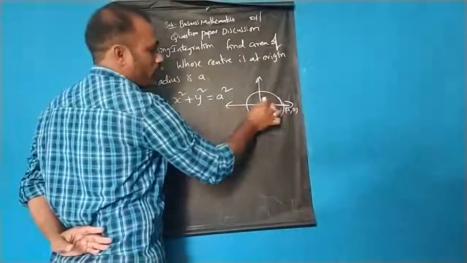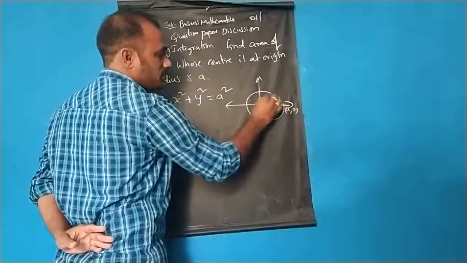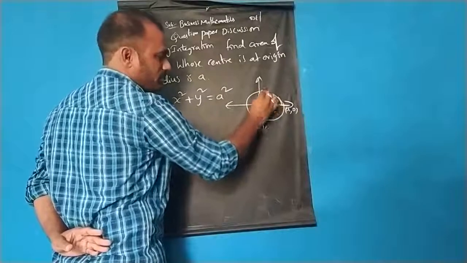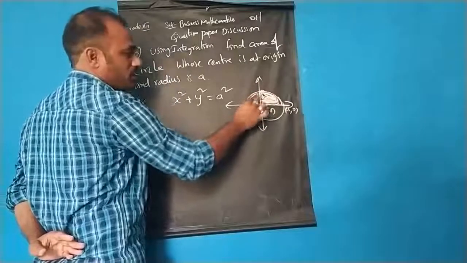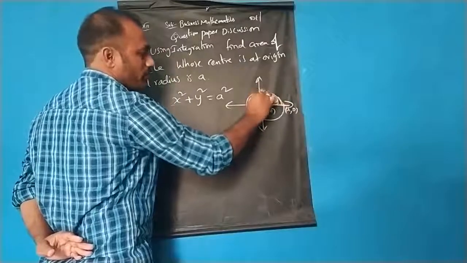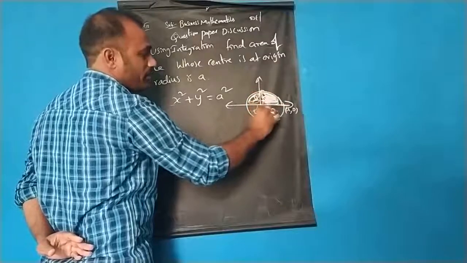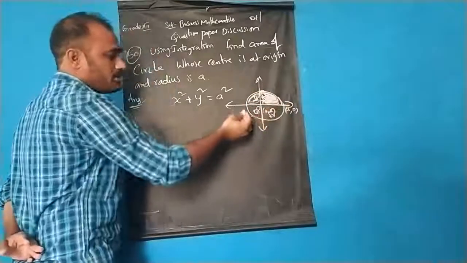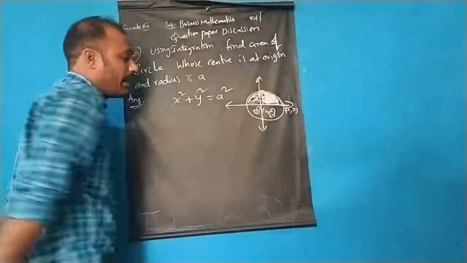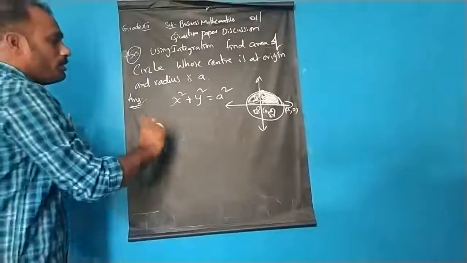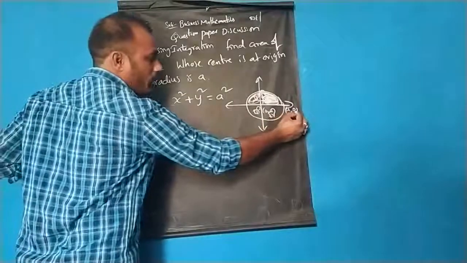So I need to find the area of all these shaded regions. It is symmetrical everywhere, so here and this region also. Totally 4 regions I have to find: first, second, third, and fourth. Since all the 4 regions are symmetrical to one another, I will find one region and multiply by 4.